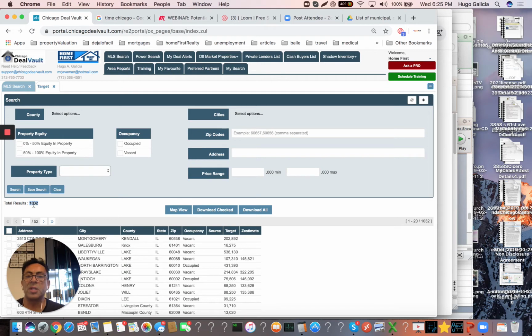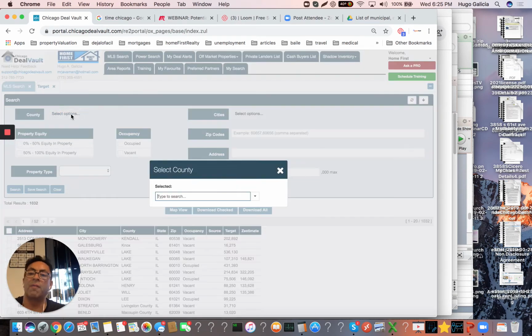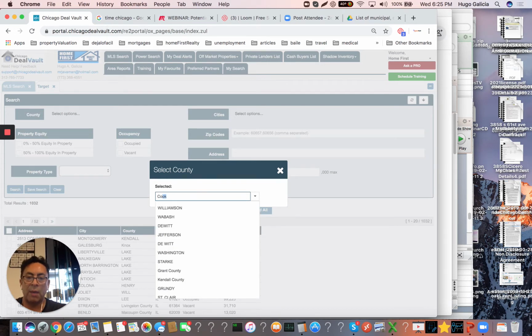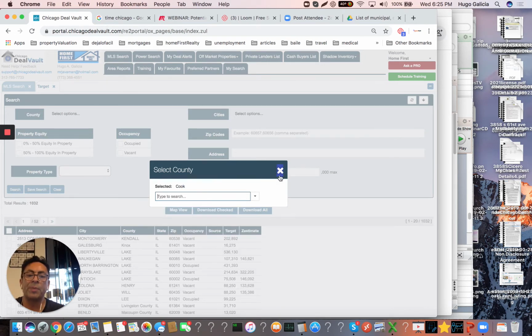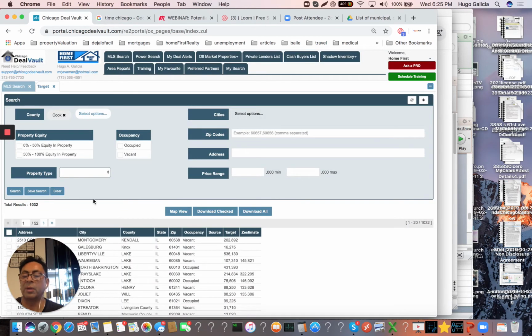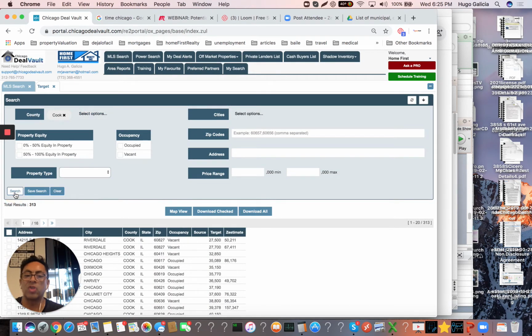So very simple. First of all, you need to know what areas you're going to be focusing on. Okay, so what I usually like to do is filter by county. So I'm going to click on the county and then type in Cook. Okay, so I just want to look at properties in Cook County. The next thing is I'm going to click on search. Boom, we found 313 properties.